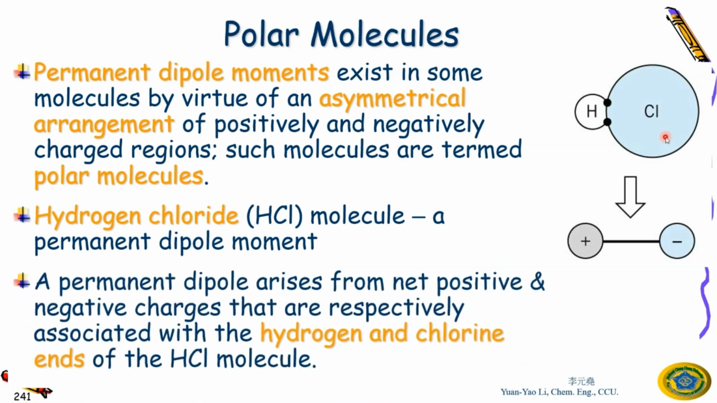Okay, so the permanent dipole arises from net positive and negative charges that are respectively associated with the hydrogen and the chlorine ends of the hydrogen chloride molecule. But overall, this is neutral. Of course, you might think, Professor, I have a positive end and a negative end on both sides, and if positive and negative get together, it becomes neutral. So this is a neutral molecule.